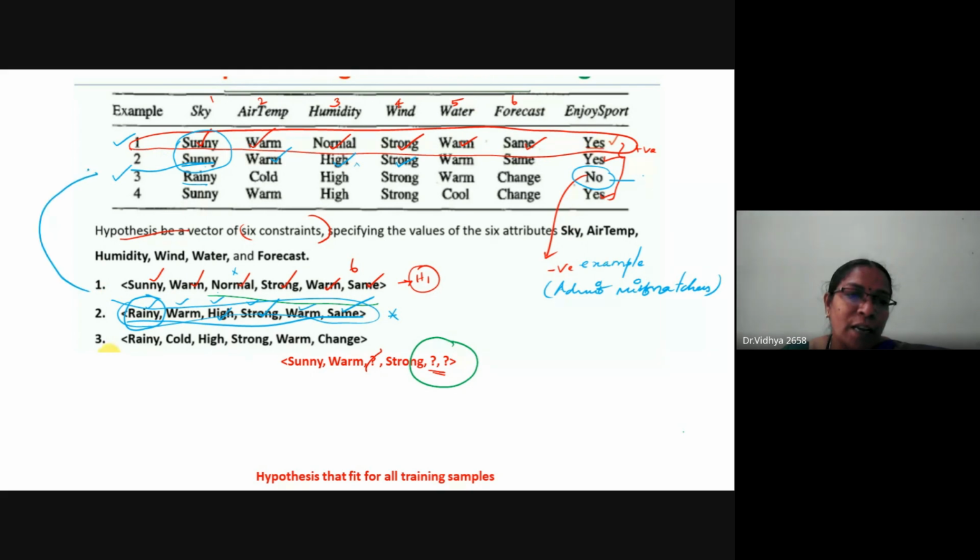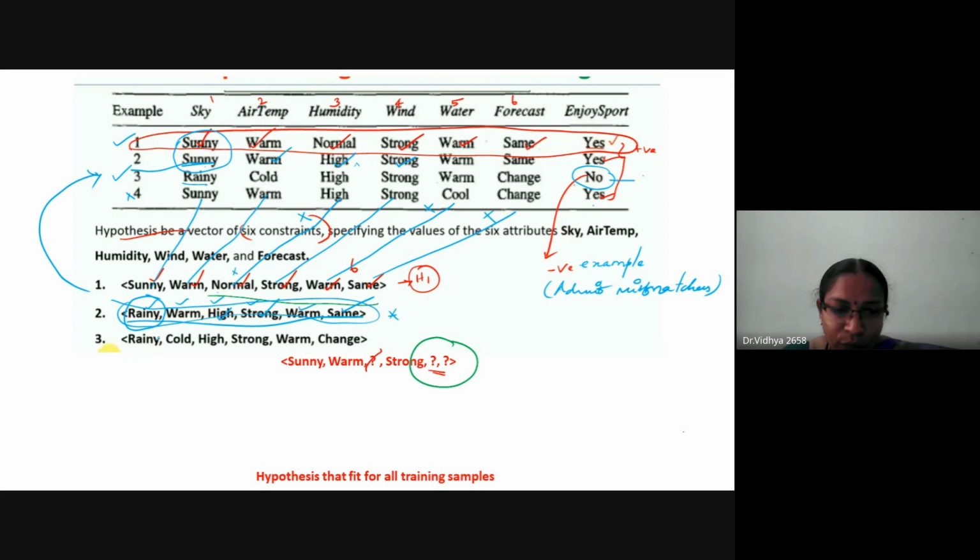Similarly, we are checking this first hypothesis with the fourth example. Sunny, warm, it is matching. See here, sunny and sunny match, warm and warm match. Normal, here it is high, it is not matched, so it is a mismatch. Similarly, strong matched, warm and cold not matched. Here we are getting some mismatches. So if there are mismatches, then obviously the result should be no, but here it is given as yes. So this particular hypothesis is not suitable for example 4. So it is suitable only for 1 and 3.